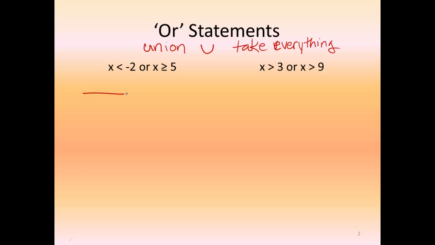So for x is less than -2 or x is greater than or equal to 5, I'm going to graph each one individually. X is less than -2, all numbers to the left of -2. X is greater than or equal to 5, all the numbers to the right of 5. And that's it for the union. I get to take everything.